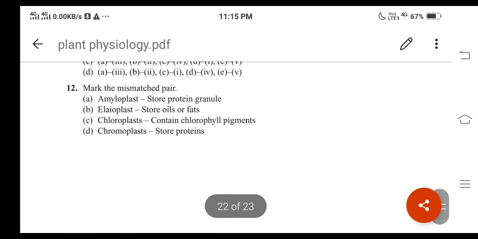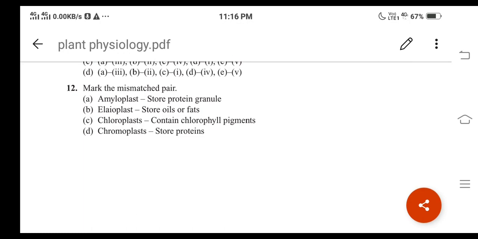Mark the mismatched pair. Amyloplast store protein granule. Then elaioplast store oils and or fats. Chloroplasts contain chlorophyll pigments. Chromoplasts store proteins. And here the mismatched pair will be option A only. Amyloplasts can store the starch, not the protein granules. And option A is the correct answer.